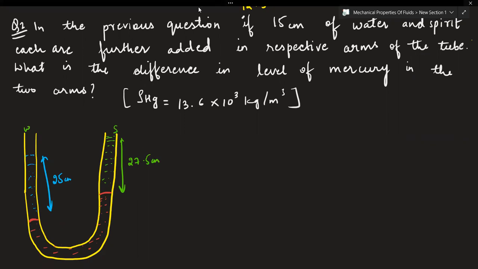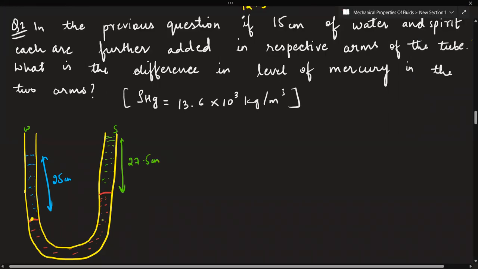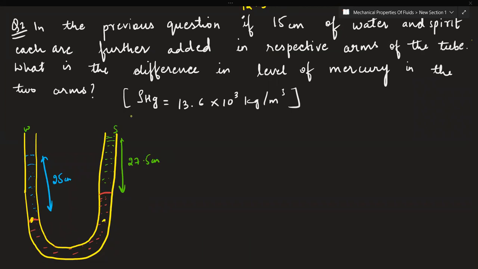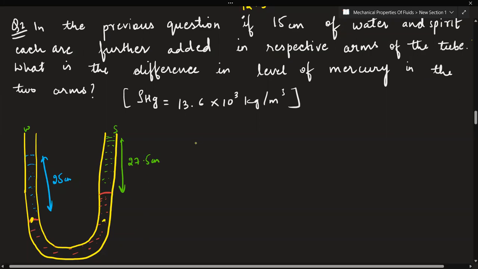Now see, we have to do a similar thing now. If we take this level, the pressure at these two levels will be equal. So let us take this left hand side arm. The pressure exerted by the water column would be equal to the pressure exerted by this column. Now this column not only comprises spirit, it also comprises mercury. So that would be equal to the pressure exerted by the spirit as well as the pressure exerted by this mercury column as well. Fine.